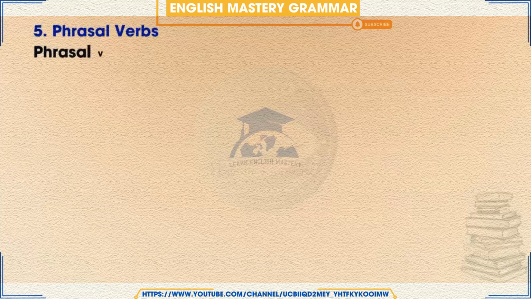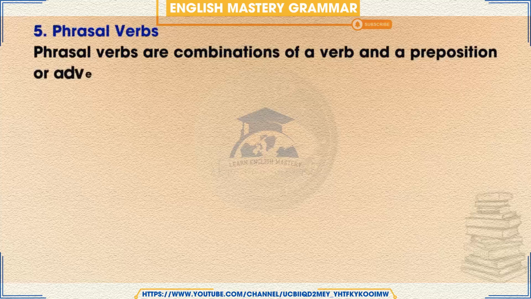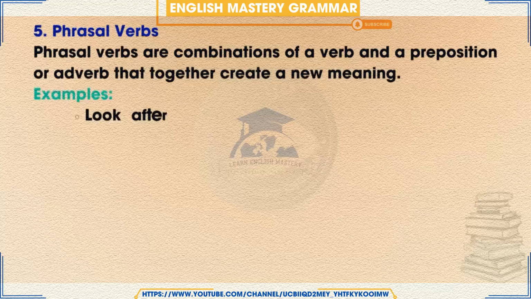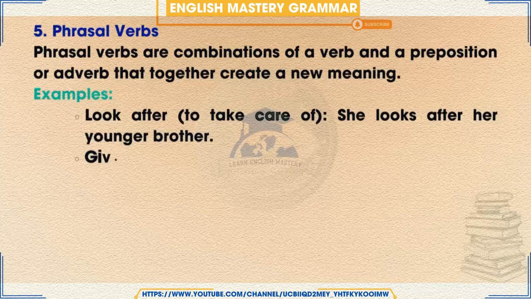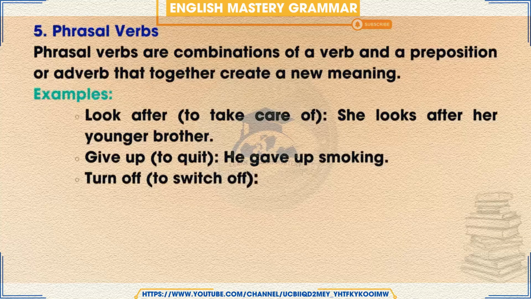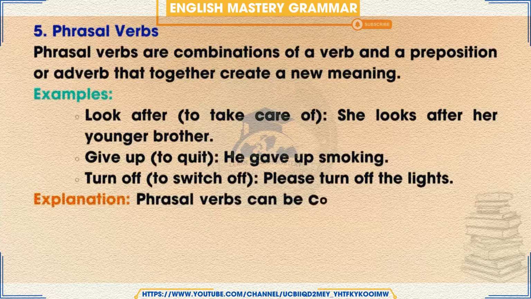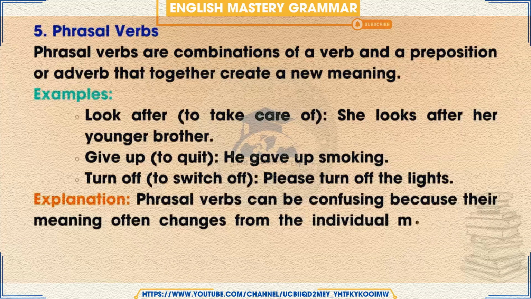5. Phrasal verbs. Phrasal verbs are combinations of a verb and a preposition or adverb that together create a new meaning. Examples: look after, to take care of. She looks after her younger brother. Give up, to quit. He gave up smoking. Turn off, to switch off. Please turn off the lights. Explanation: phrasal verbs can be confusing because their meaning often changes from the individual meanings of the words.